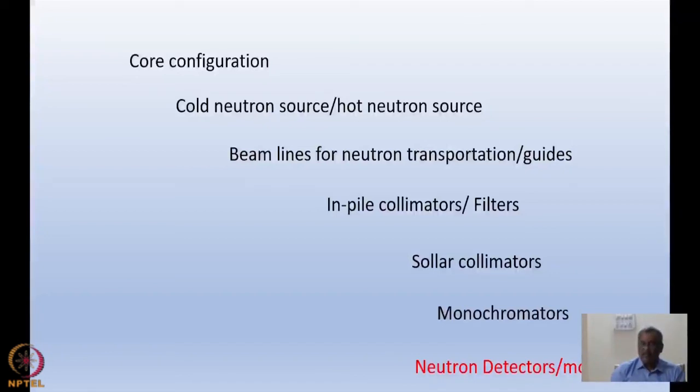I'll describe all of them. Monochromators to choose the specific angle. And one most important thing, neutron detectors and monitors. They are a very important part of neutron experiments, and I'll try to discuss them in reasonable detail during my talk. I will also tell you how neutron guides work and how they are designed. So with this, I will stop here and come back with the next.